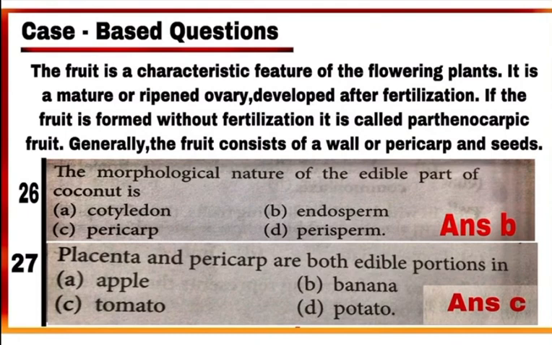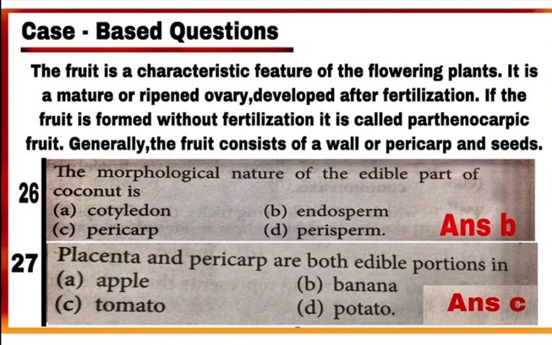Now come to the case based question. Here information about formation of fruit is given. After reading the passage, answer the given questions. Question number 26. The morphological nature of the edible part of coconut is? Option B. Edible part of coconut is endosperm. So mark B as the correct answer.